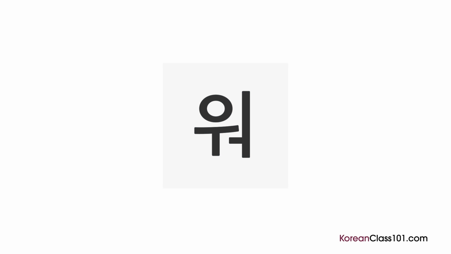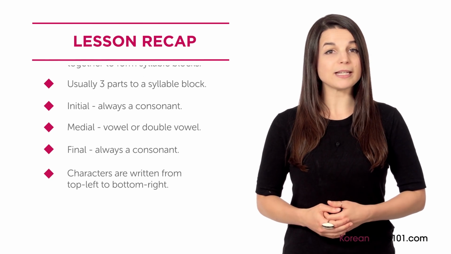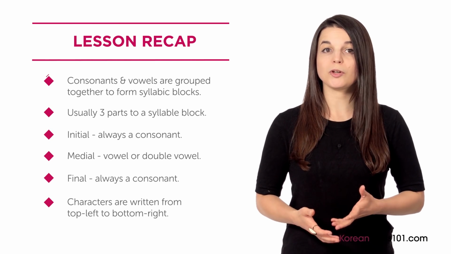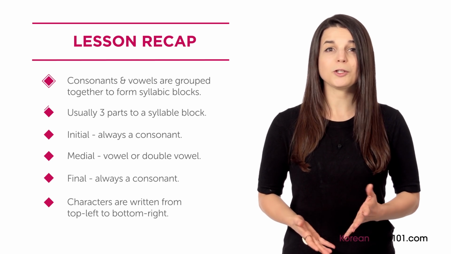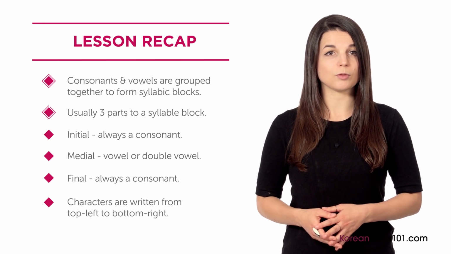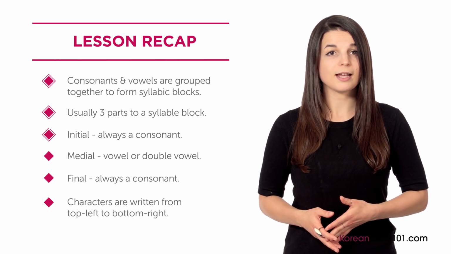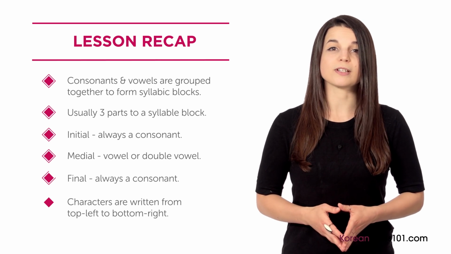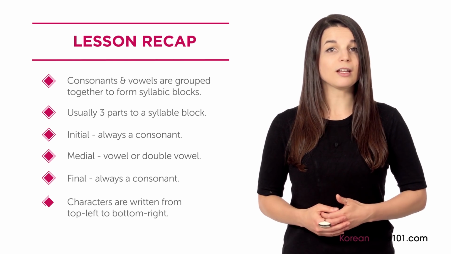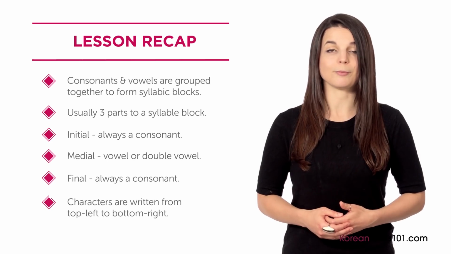Now you know how to write Korean characters within a syllabic block. In this lesson, you learned the basic rules of Korean writing. You learned that Korean consonants and vowels are grouped together to form syllabic blocks. You learned that there are usually 3 parts to a syllable: the initial, which is always a consonant, a medial, which can be a vowel or a double vowel, and a final, which is always a consonant. And lastly, Korean characters are written from the top left to the bottom right.